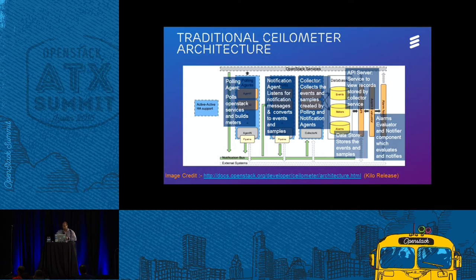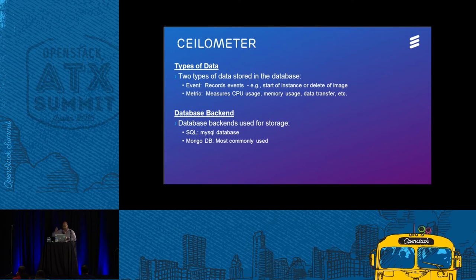But now, looking at this architecture, there are two basic types of data in Ceilometer. One is the event, and the other is the metric. An event is a recorded event, for example, when you boot up an instance, the start of the instance. That is an event which will notify the message bus, and the Ceilometer API will send you a notification based on that.